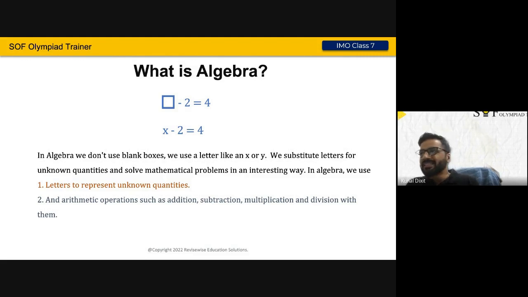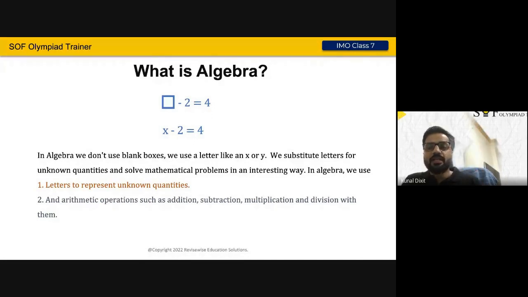For example, something minus two equals four. What is something? Now, instead of those boxes, we replace them with a variable. Okay, get familiar with the terminologies here. We replace it with a variable. Let's call that variable x.